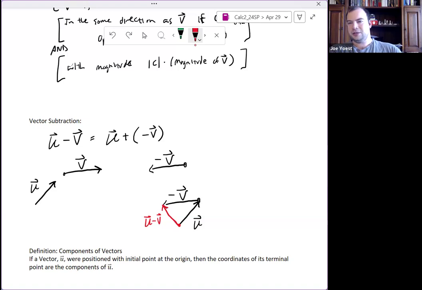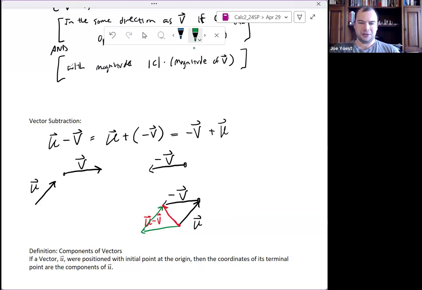And u minus v is, by the parallelogram law, the same as minus v plus u. So we could do that as well. Starting from this initial point here, we could go minus v and then plus u. We would get to the same terminal point, still the same as u minus v.